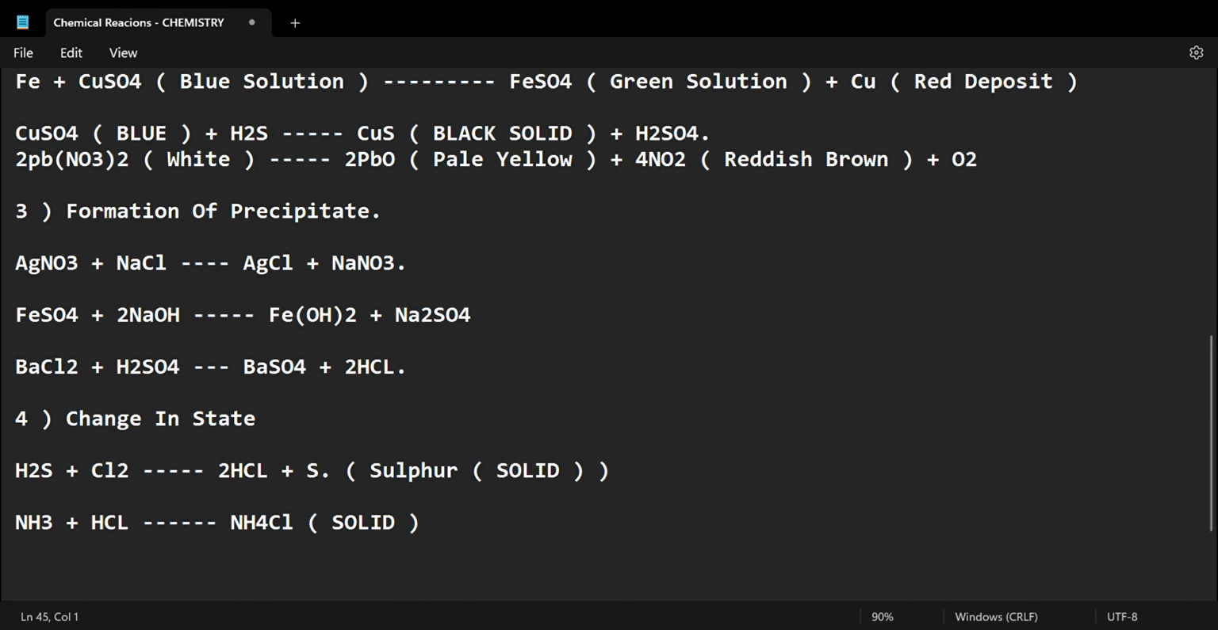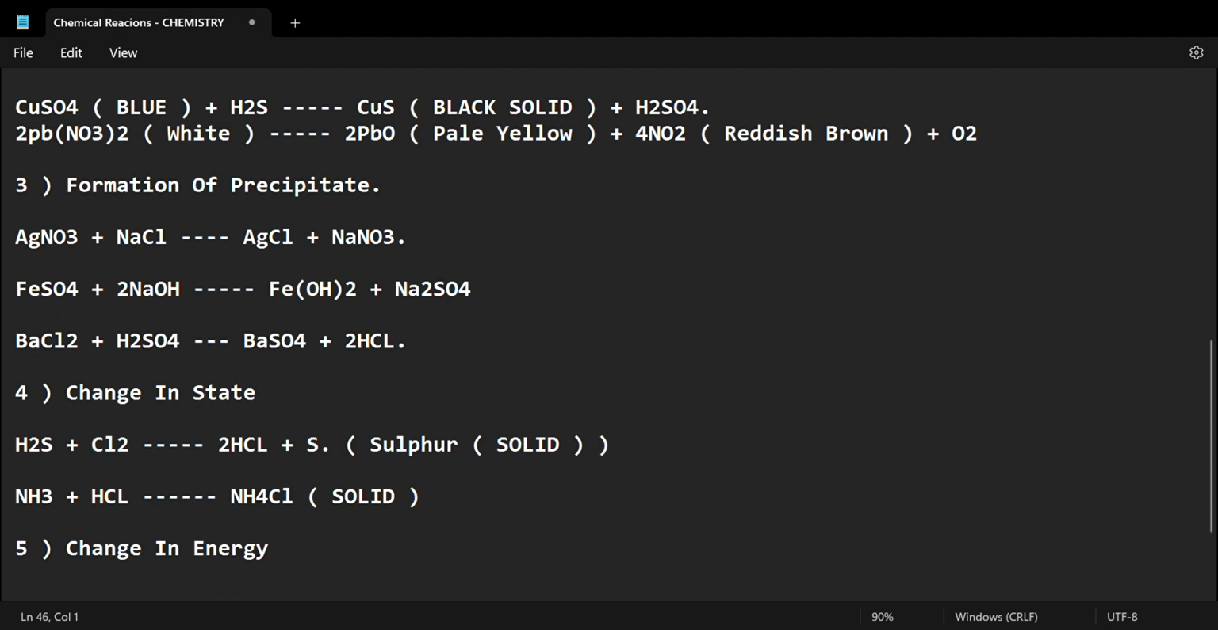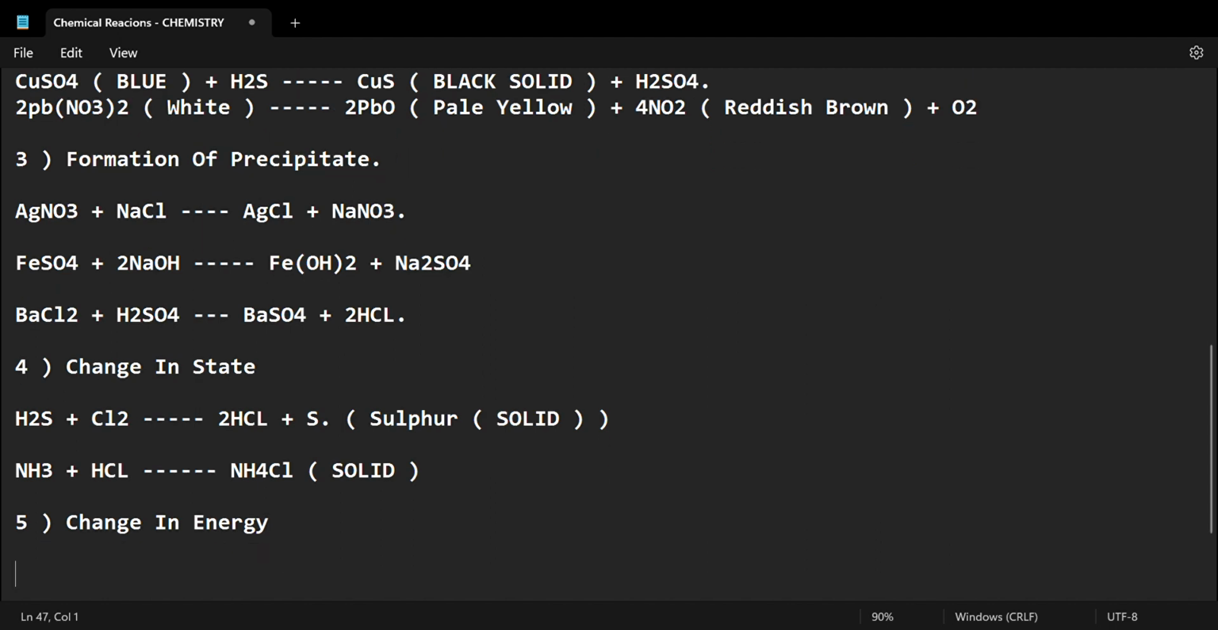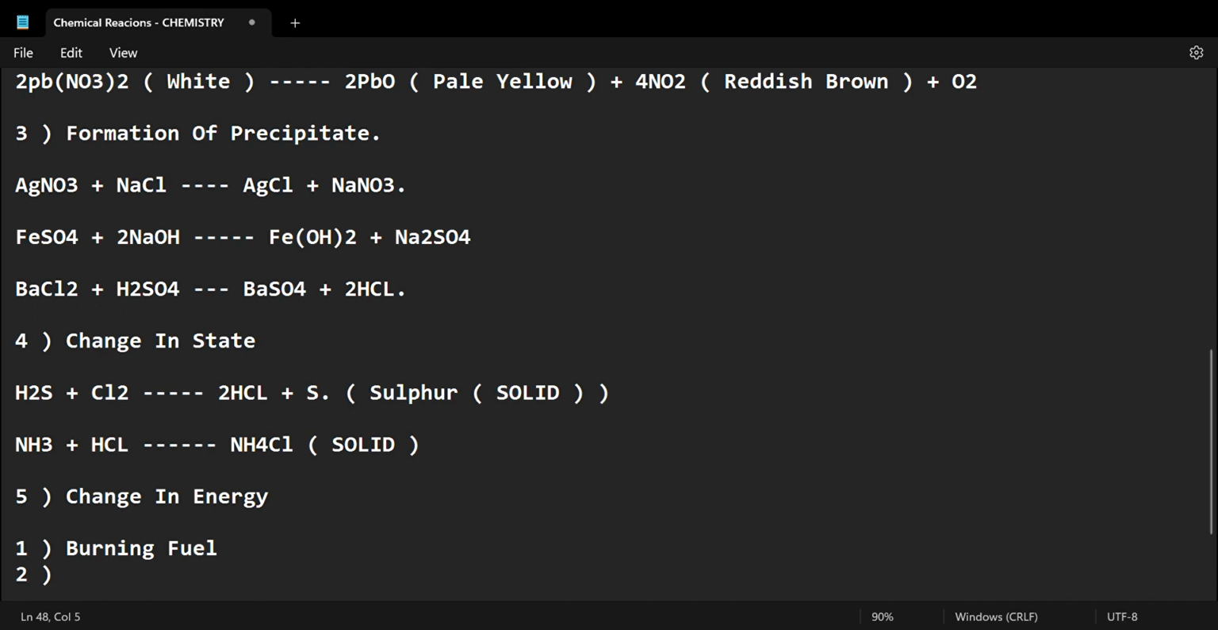So the last one is the change in energy. There is no formula in this change in energy. During a chemical reaction, a change in energy takes place. What is one example? One example is burning fuel. When burning a fuel, a large amount of energy is released in the form of heat and light.